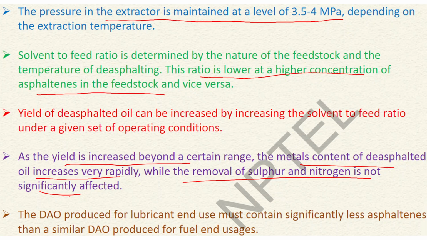The deasphalted oil produced for lubricant end use must contain significantly less asphaltenes than a similar deasphalted oil produced for fuel end usage. Okay. If the deasphalted oil, that is the oil after removal of the asphaltenes, needs to be used in a lubricant application, then the asphaltene content should be very low, since after removal there can be some traces of asphaltene still left. Those traces should be very small in the case of lubricants, whereas if it is used for fuel, then it can be more than for the lubricant.